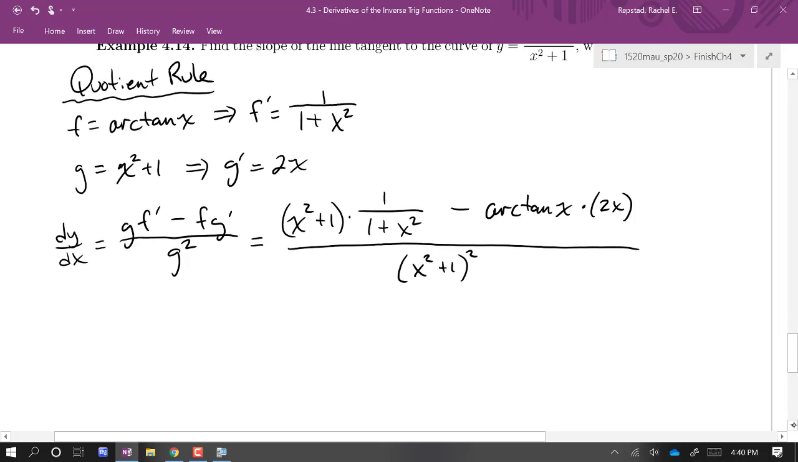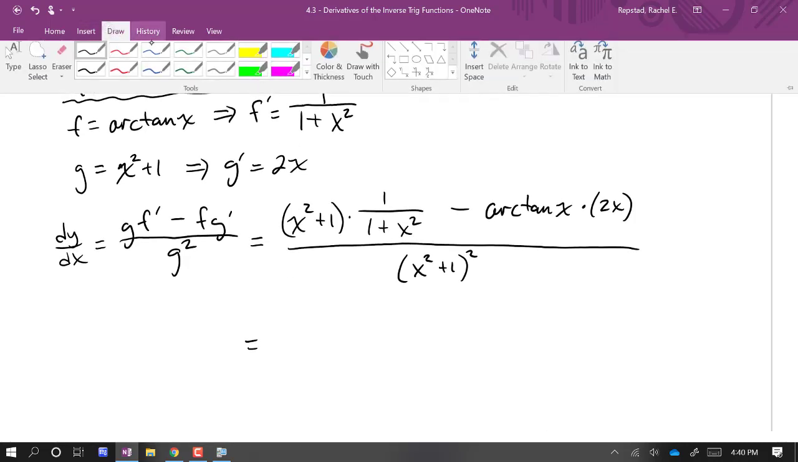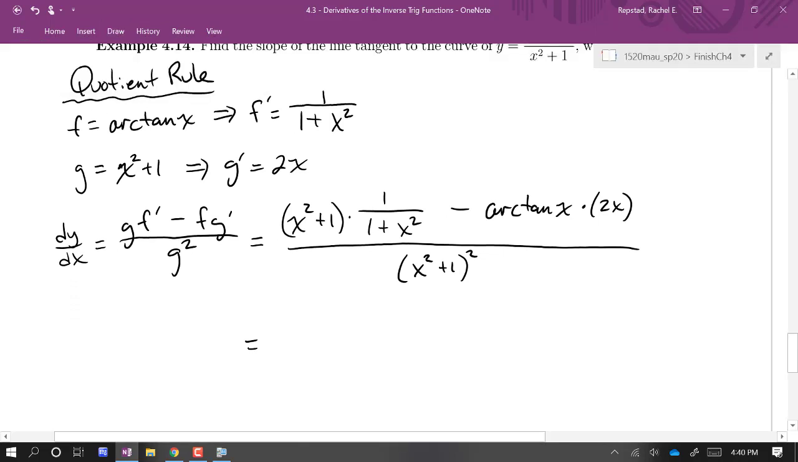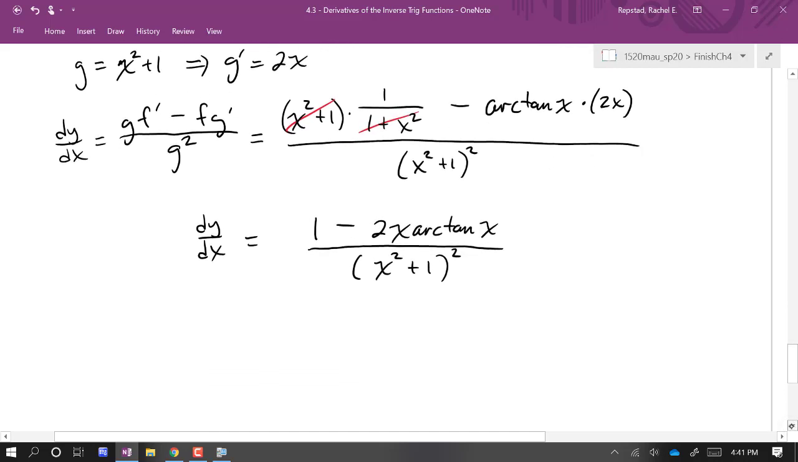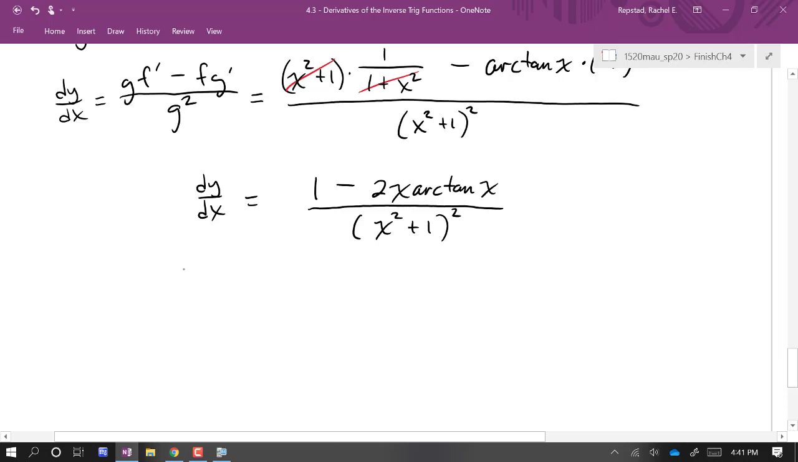We can do some simplifying now. In particular, in the numerator, we can cancel this x squared plus 1 with this 1 plus x squared. We just get 1 minus 2x arctan of x, all over the square of x squared plus 1. There's the derivative as a function of x. Now what we want to do is evaluate it when x is 3 to get that slope of the tangent line.